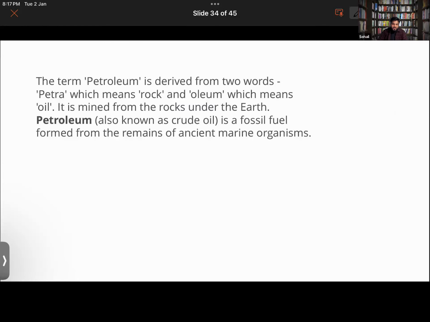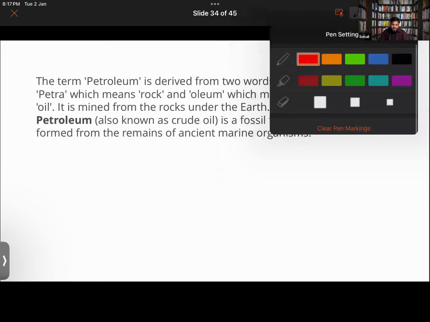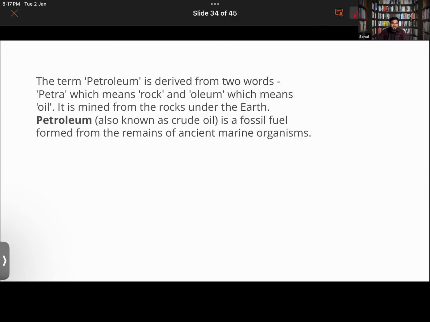Now talking about the etymology of the word petroleum. What is etymology? You might have heard of this word, etymology. What does this word mean? Basically the meaning of the words. Meaning of the word. Very good. Etymology means basically... Petra means rocks, and oleum means... Exactly.